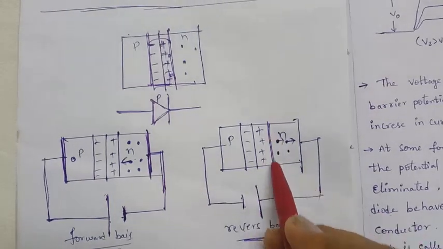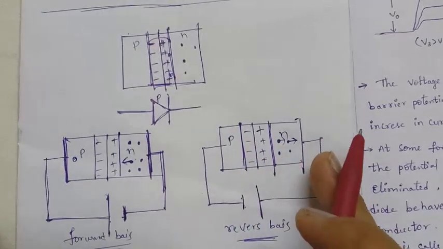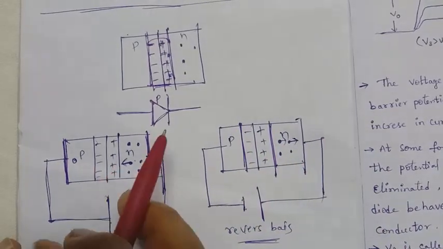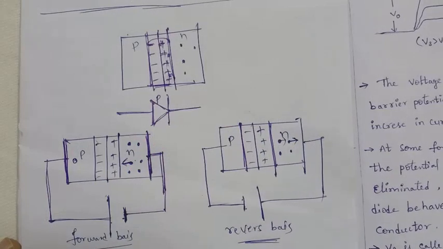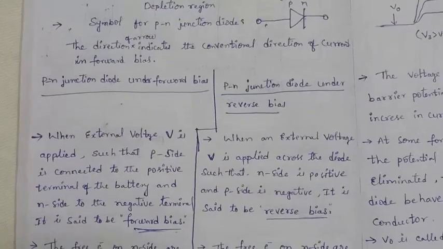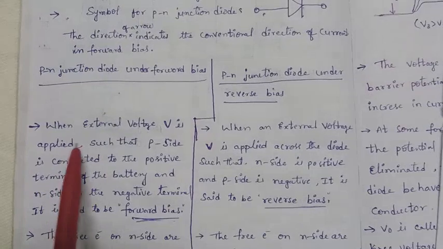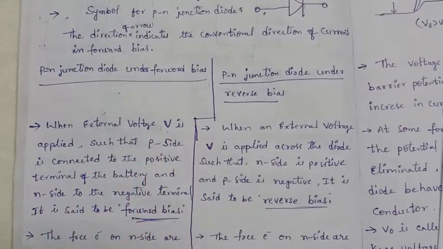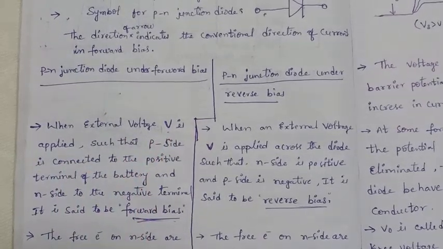Automatically the width of this depletion layer increases here, and here the width of the depletion layer decreases. So the first point is, when the external voltage V is connected, V is applied in which manner you have to supply.